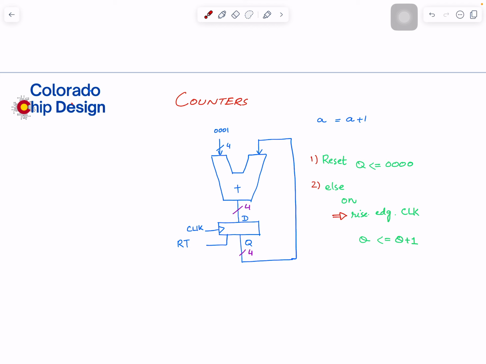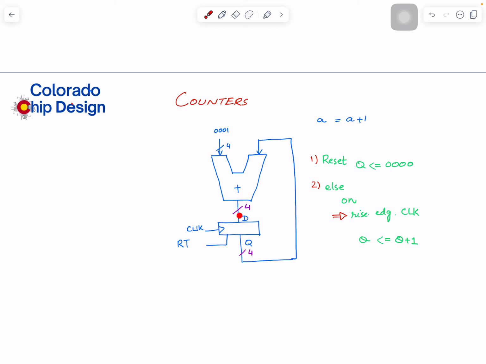So let's start with 0 0 0 0, and this output is fed back to one of the adder's inputs. On the other adder input, we have fixed 0001. You can also say that we have a register here which has this value initialized. So what happens now? 0000 comes here, and 0 plus 1 is 1, sitting here.